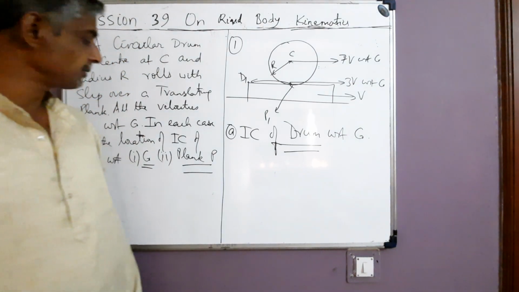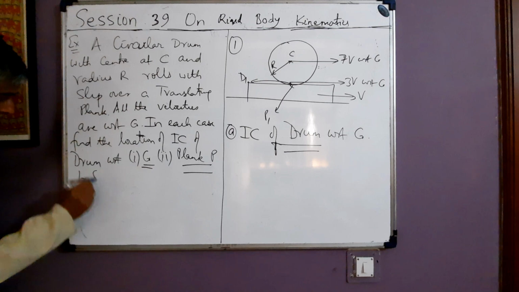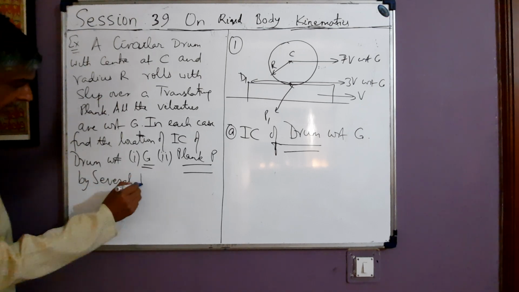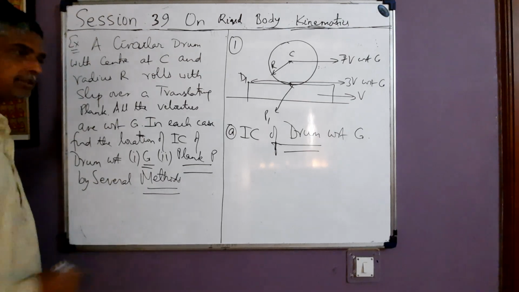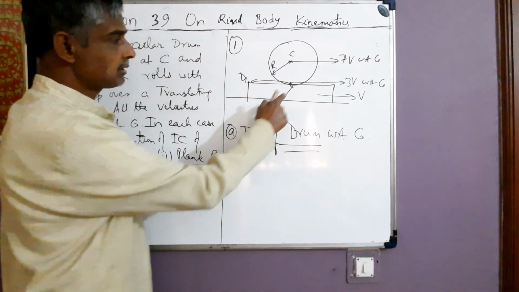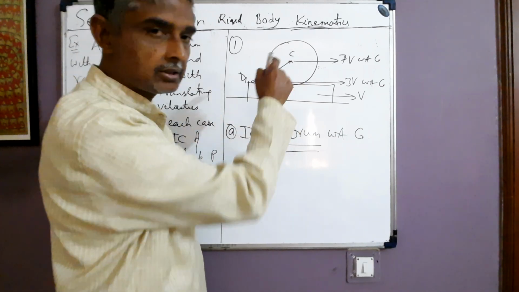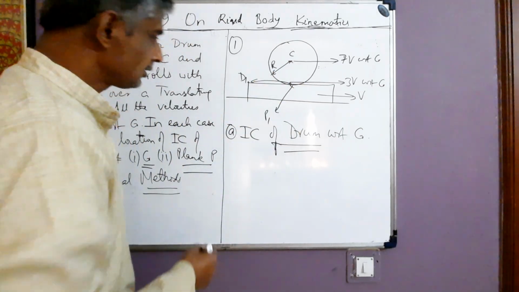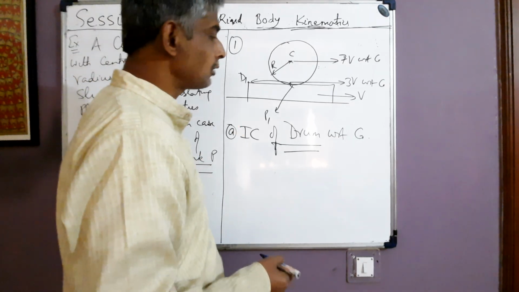And this is located by several different methods. So first, P1 is the material point of plank in contact with material point D1 of the drum at the given instant. So first we have to determine the IC of drum with respect to ground.